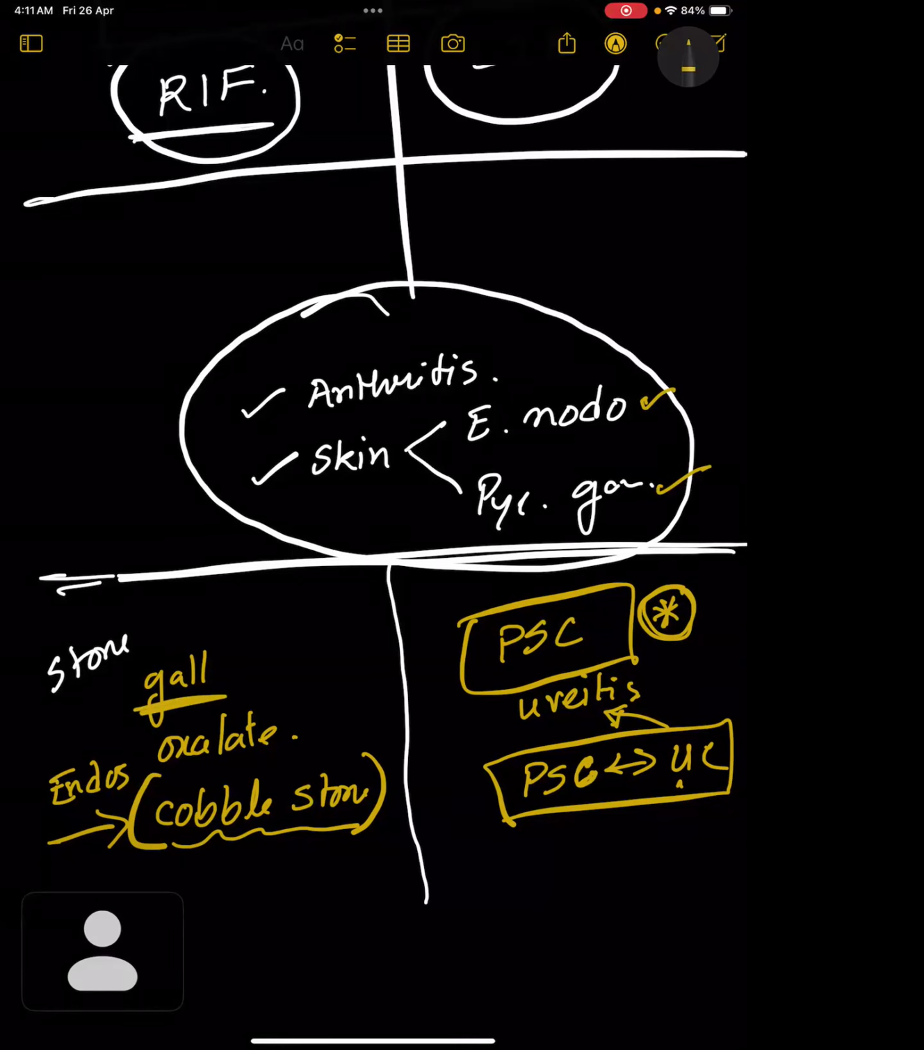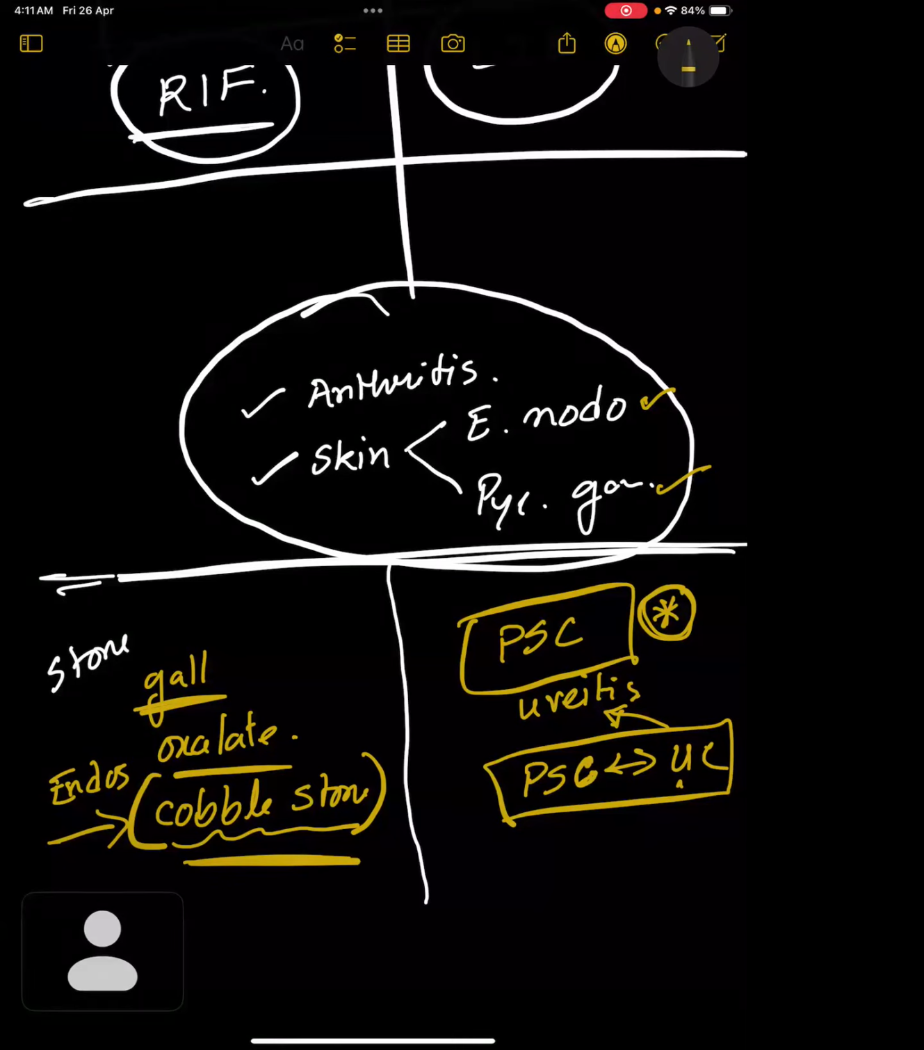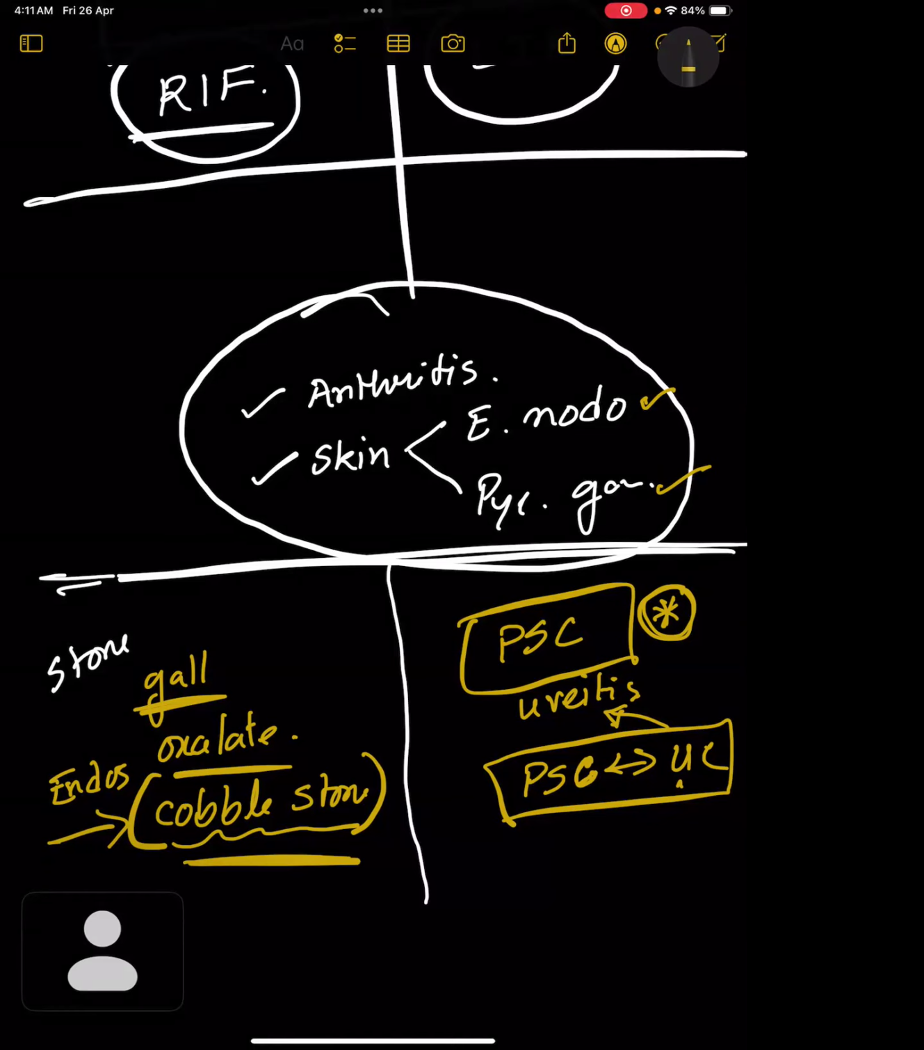Gallstone, you have a question. Oxalate stone, you have a question. Cobblestone appearance from the scenario, you have a question. They are giving the scenario of cobblestone appearance in the endoscopy. You are definitive: this is Crohn's. It cannot be ulcerative colitis. Stone, Crohn's. That's it. PSC, blindly, it is.